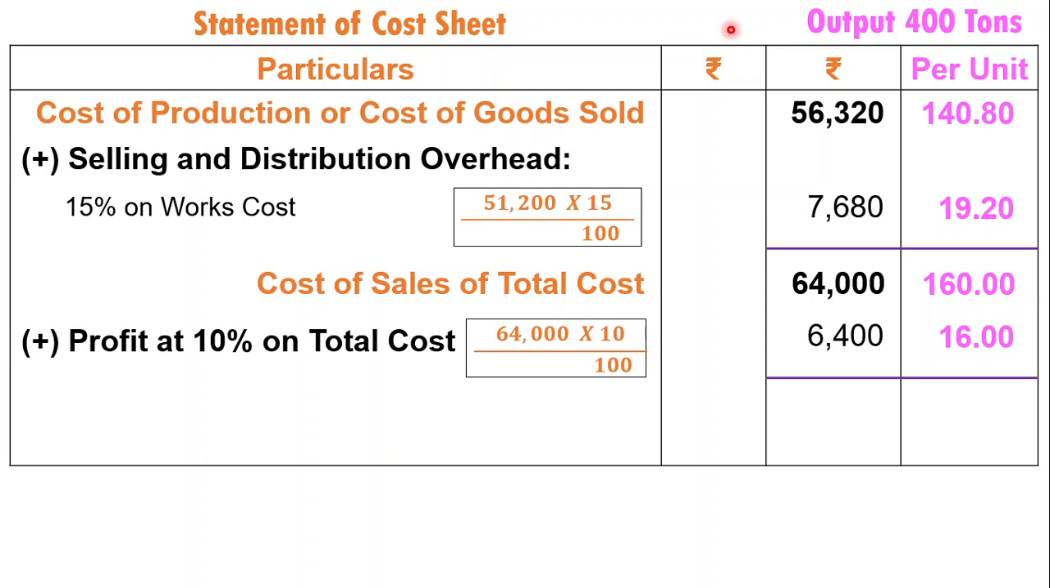Now the total of these two is 70,400 and then 176 per unit or ton. So sales value, the title of this amount is to be categorized as sales value, that is cost plus profit is equal to sales. The selling price fixed for 1 ton is 176 rupees.